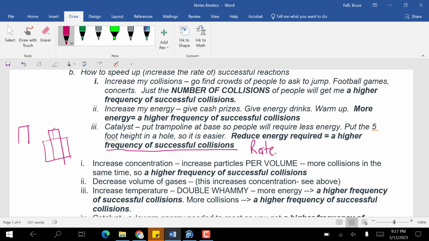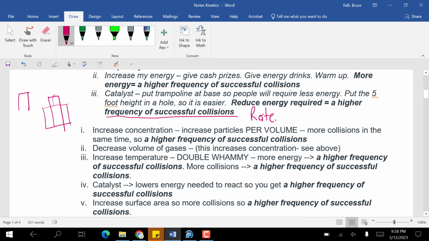So if I ask you how do I speed up reactions, I can increase the concentration. This would increase the particles per volume. More collisions in the same time, I have a higher frequency of successful collisions. I can decrease the volume of gases. This only works for gases, right? So then you'll have more collisions in the same time.